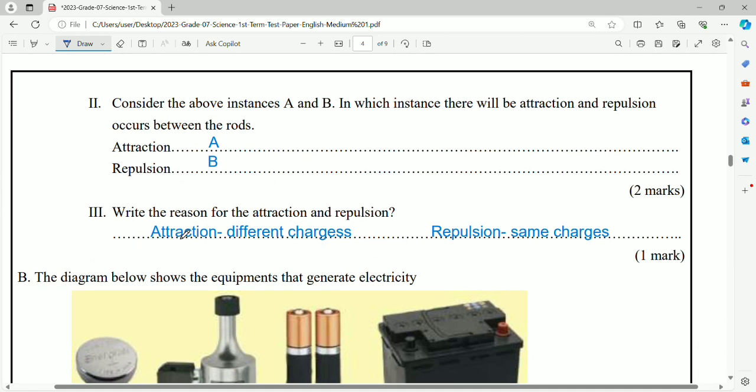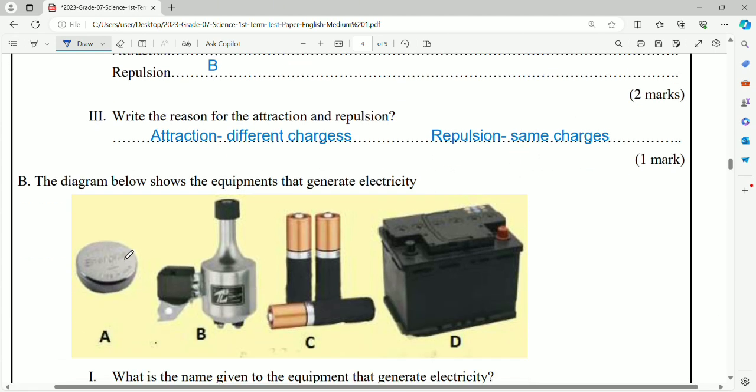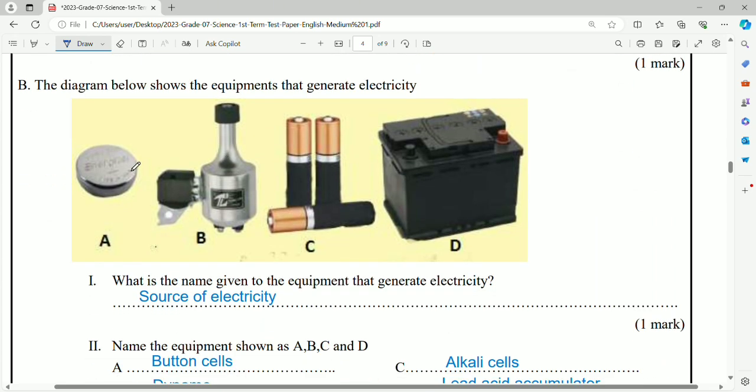Write the reason for attraction and repulsion. Attraction: different charges, positive charge and negative charge attract each other. So the reason for attraction and repulsion is charges. For attraction, different charges, and for same charges, repulsion. Like charges repel, unlike charges attract.